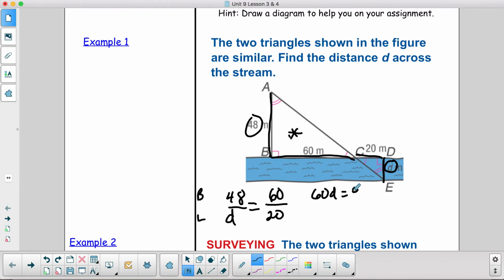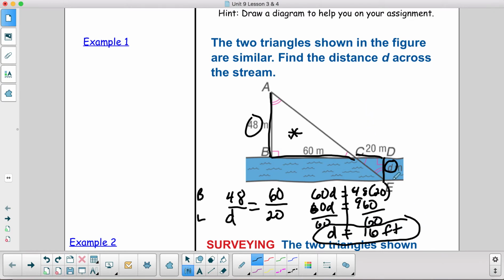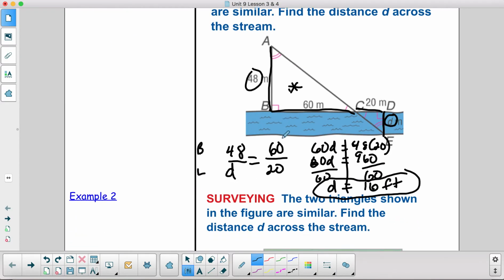48 times 20. All right, so 48 times 20 is 960. So I have that set equal to 60D. Draw our line, divide by 60, divide by 60, and I get D is equal to 16 feet. And it makes sense because it should be smaller than this one, okay? And it is. So let's go ahead and look at the next one.